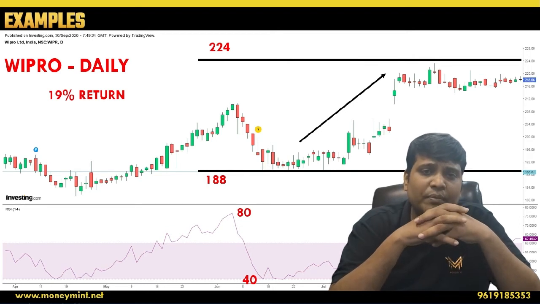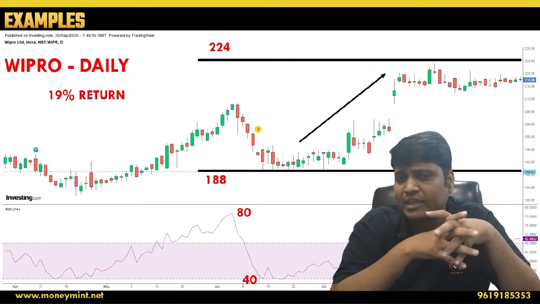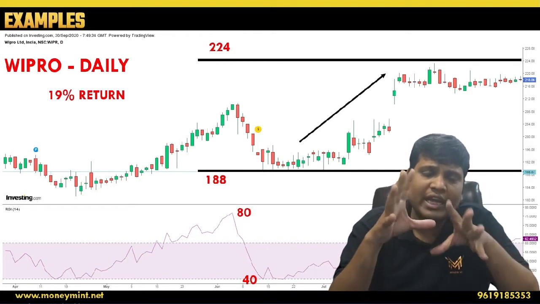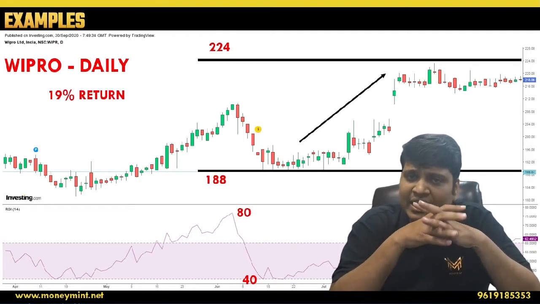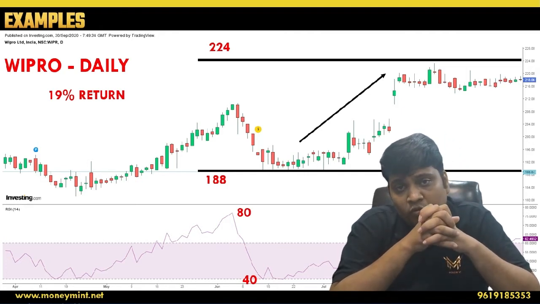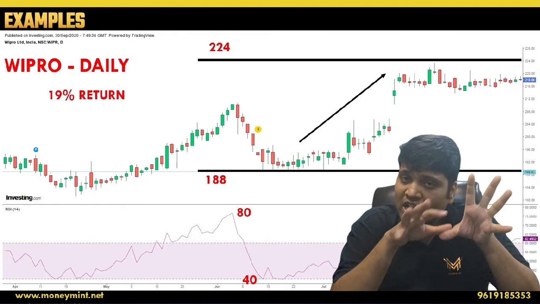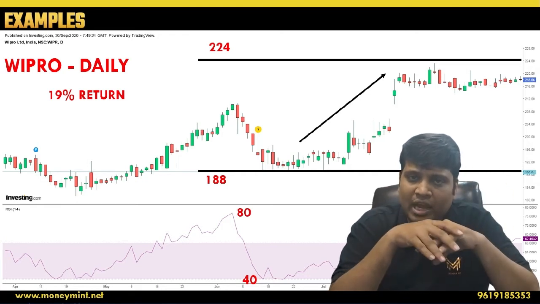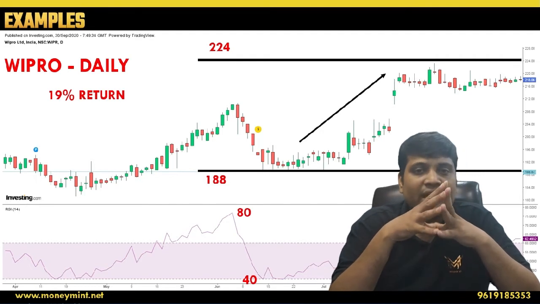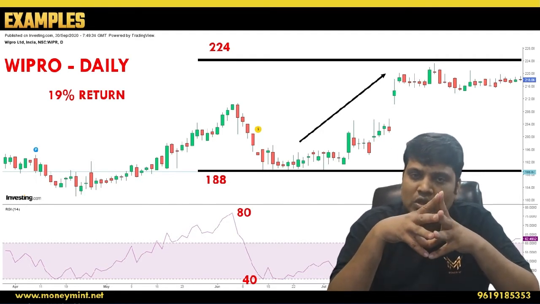The next example, Wipro. Very simple strategy, guys. What we do, we go and look for the 80 level. After the 80 level, we go and find which level? The 40 level. So around the 40 level, once we get the breakout in that area, we can think of buying and holding the stocks.